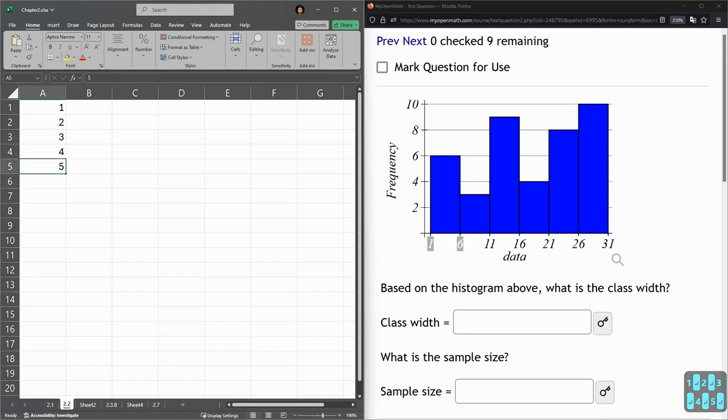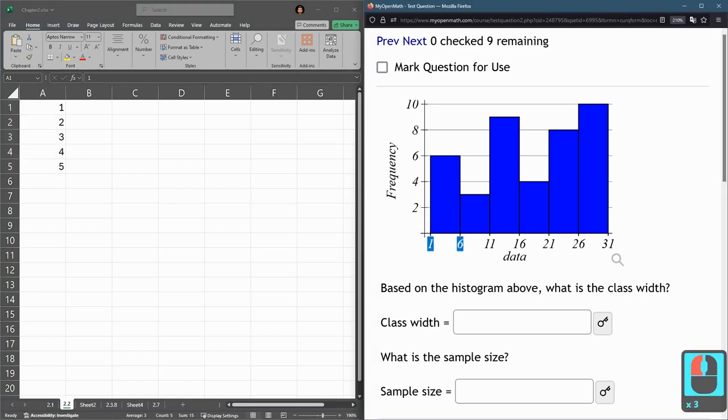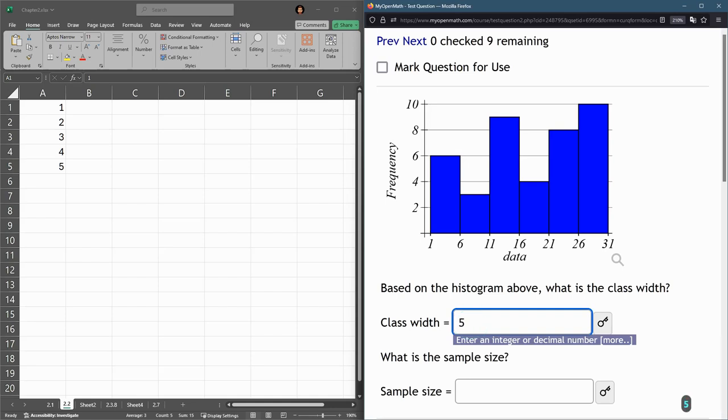So the class width should be 5, because if any value is between 1 and 5, it's going to land in this first class right here. So you could just type in 5 and go that way. Sometimes these numbers are a bit far away to count. There's another way to get 5 from 1 and 6. If you subtract big minus small.